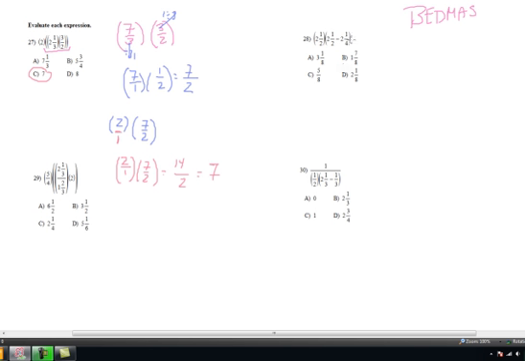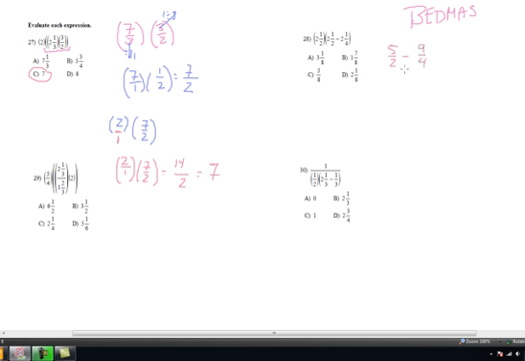So again, I'm going to do my brackets first. So I'm going to change both of these guys into improper fractions. So 2 times 2 is 4, add 1, that's 5/2. Subtract 2 times 4 is 8, add 1, that's 9/4.